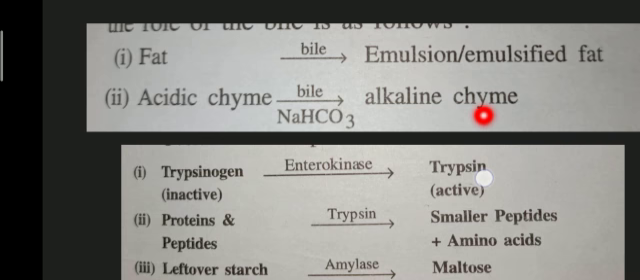We remember that the food is coming from the stomach. In the stomach, acid is present, that is hydrochloric acid. Now this hydrochloric acid, when it gets mixed with the partially digested food, forms acidic chyme. When it is transferred to the small intestine, first the work of the bile is to convert it into alkaline chyme so that the further reaction may take place.